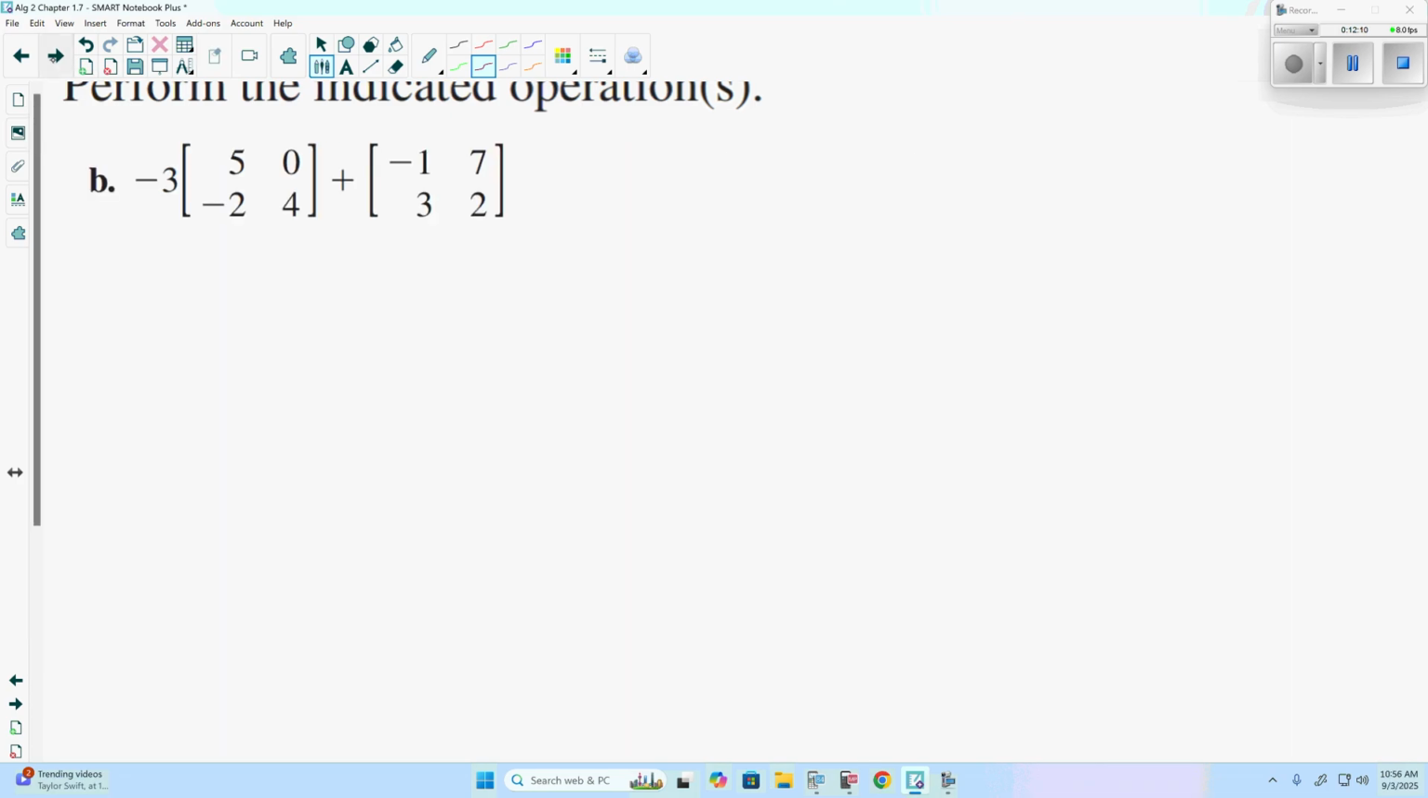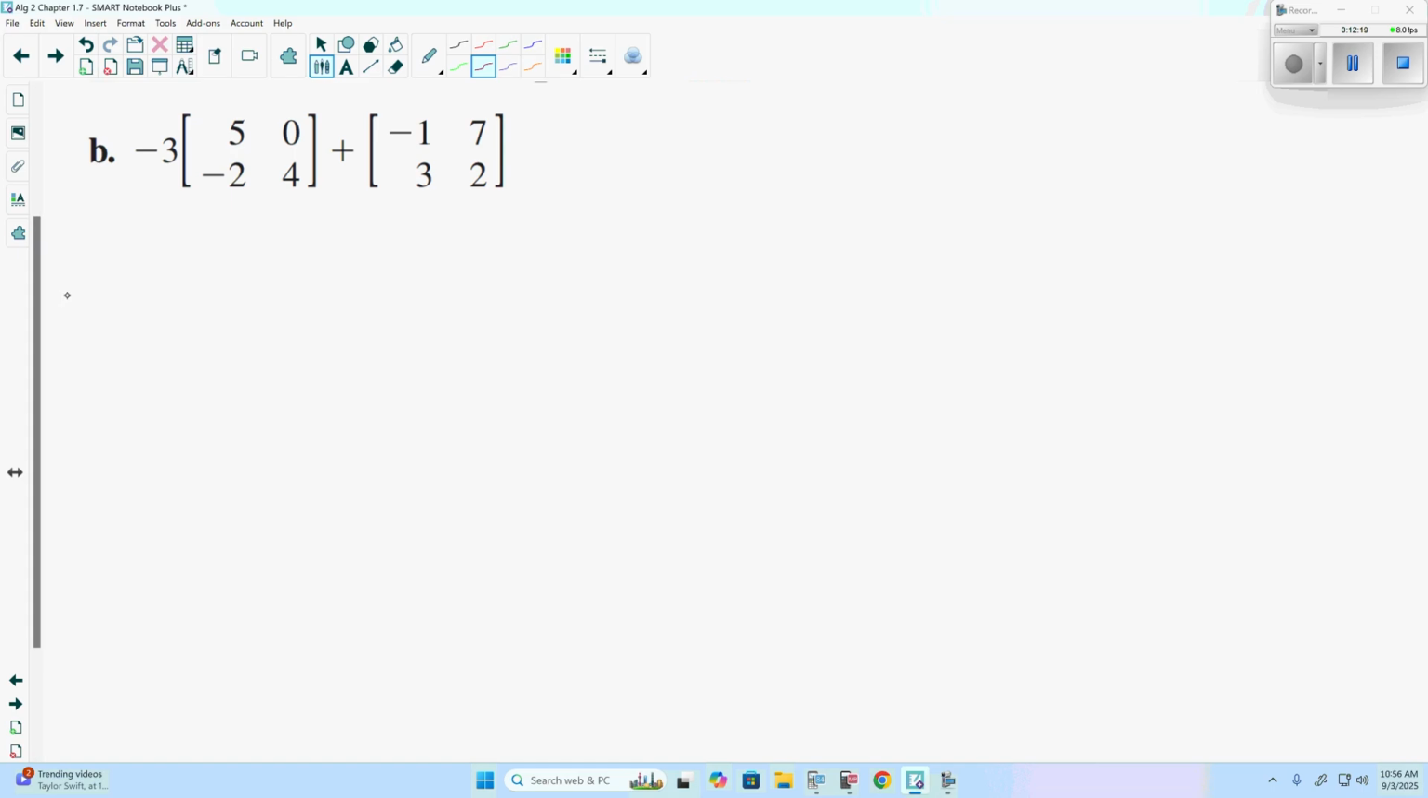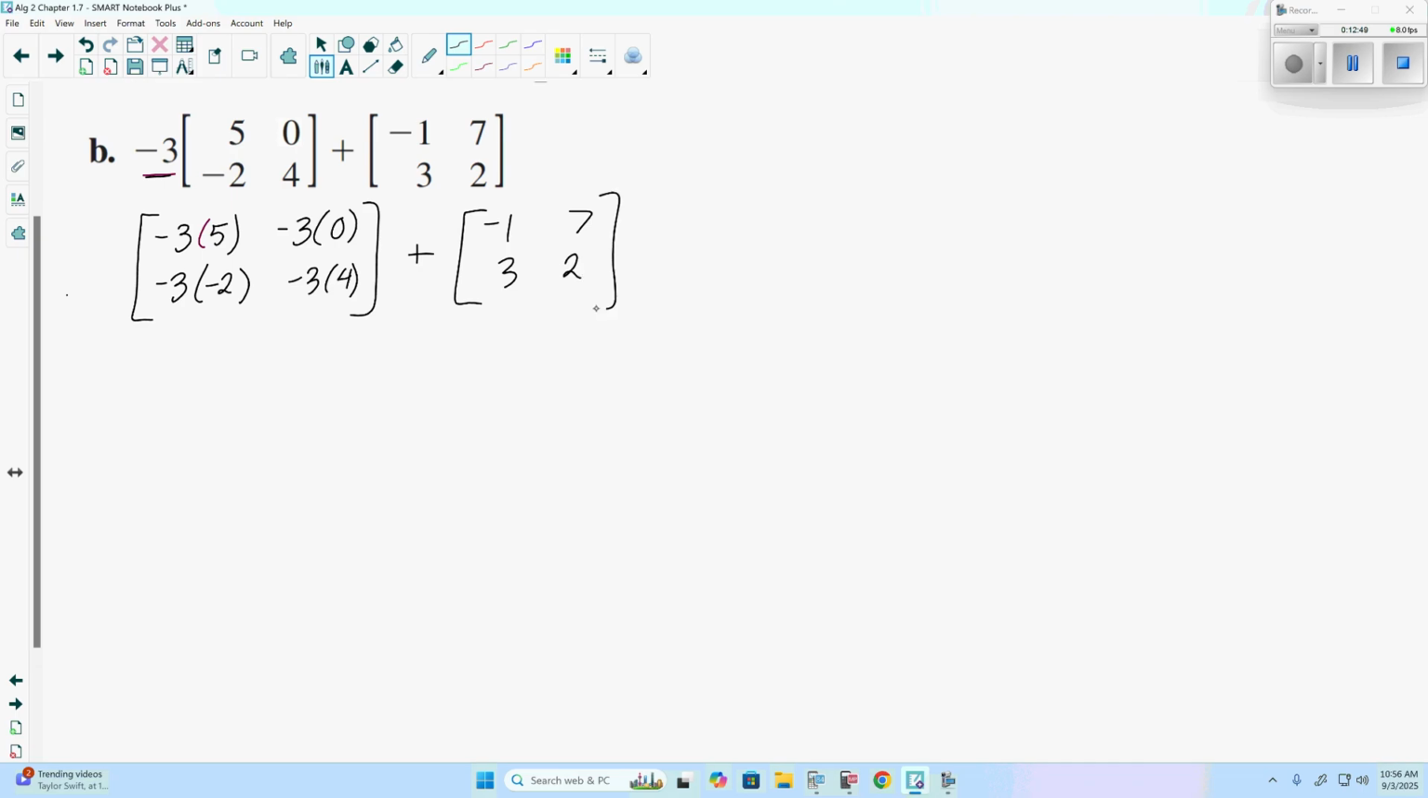We can do addition, subtraction, and scalars together. So if we look at this here, the first thing we want to do when having scalars and addition, subtraction is to work with the scalars first. So this first matrix, since it's being multiplied by this scalar of negative 3, we're going to multiply the negative 3 first. So negative 3 times 5, negative 3 times 0, negative 3 times negative 2, and negative 3 times 4. So we're going to distribute that negative 3 through.